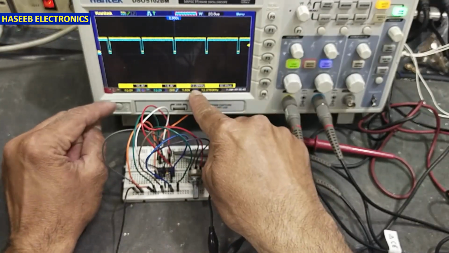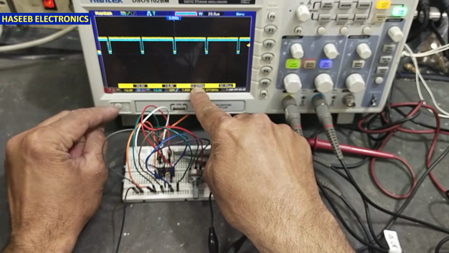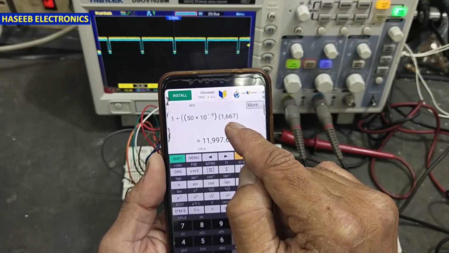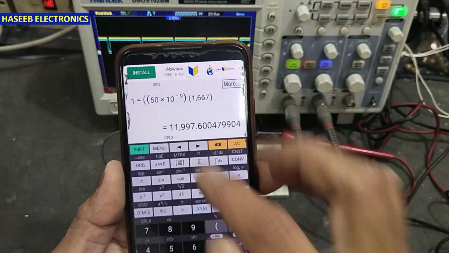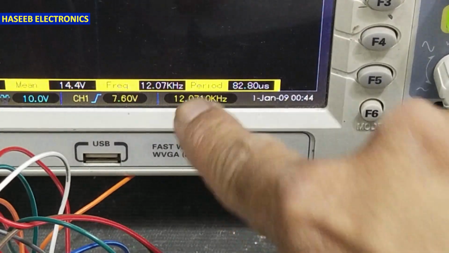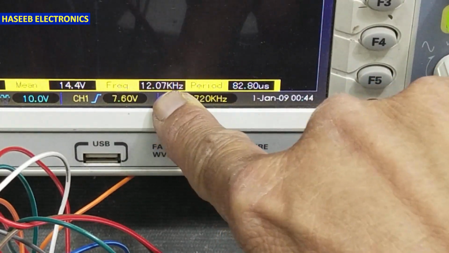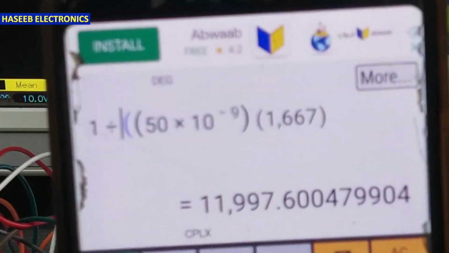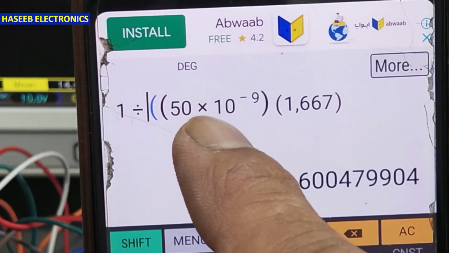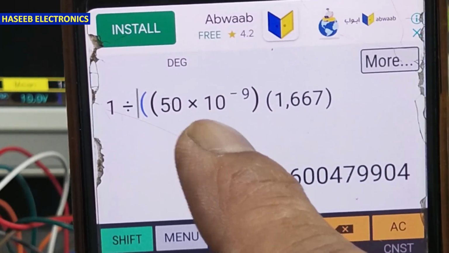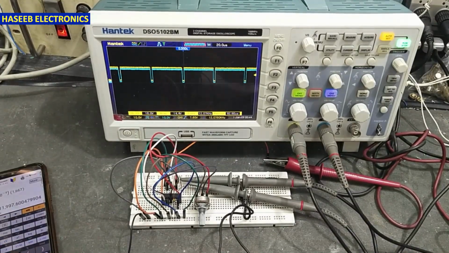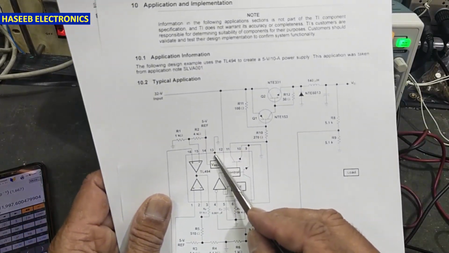Now if you can see, its frequency is 12.07 kilohertz. I am using a 50 nanofarad capacitor and 1667 ohm resistance, so its frequency must be 11.997, that we can say 12 kilohertz. This is our calculated frequency, 1 over CT times RT, timing capacitor, timing resistor. And it is in that case when we connect pin number 13 to the ground.